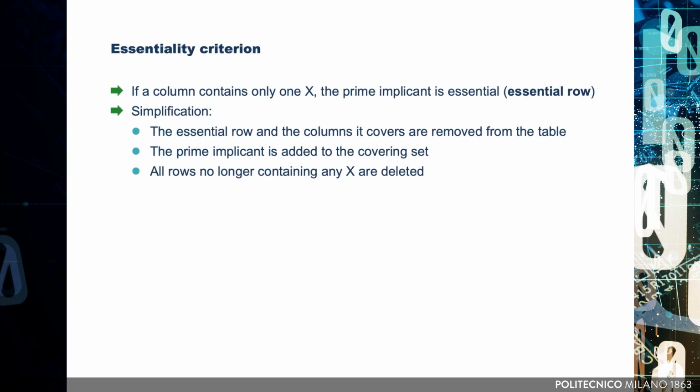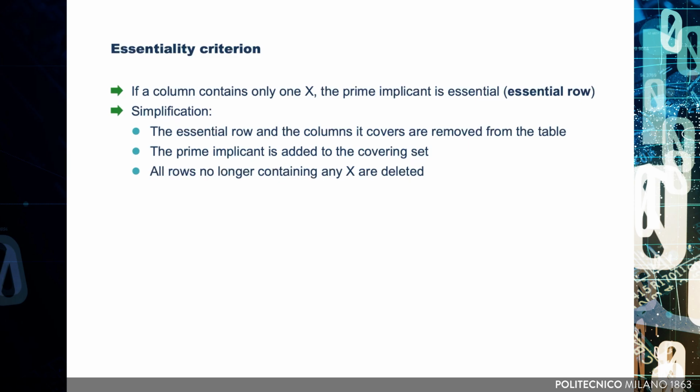According to the essentiality criterion, if a column in the table contains exactly one X, then the prime implicant corresponding to that X is essential. In this case, we must select that implicant and add it to the cover set. Once an essential prime implicant is selected, we can remove the row corresponding to that implicant from the table and remove all columns for which that row contains an X, since those columns represent minterms covered by the selected implicant. Note that removing columns may cause some rows to become entirely empty.